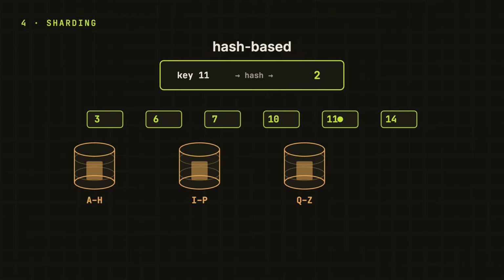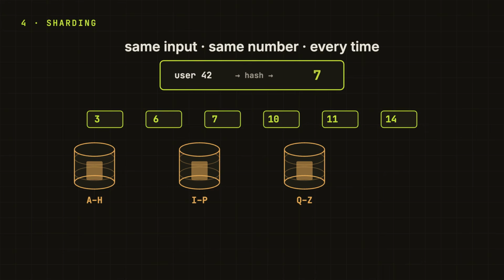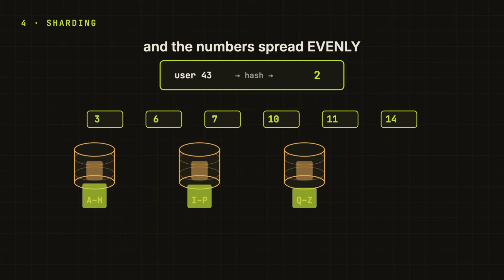And since we will use this word a few more times, a hash function at high level is just a function that takes any input, let's say a user ID, and turns it into a fixed number. And two properties make it useful here. One, the same input always gives you the same number, so you can always find that row again later. And two, the numbers come out spread evenly, so your rows land across all the shards roughly equally instead of piling onto one. Now, here is the hard part, and it is the bit worth actually understanding.